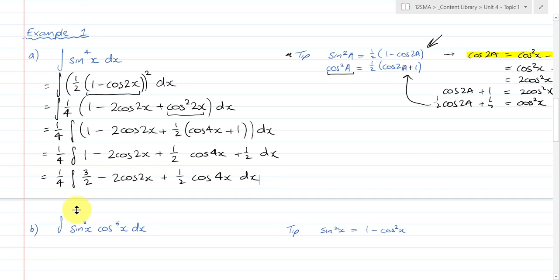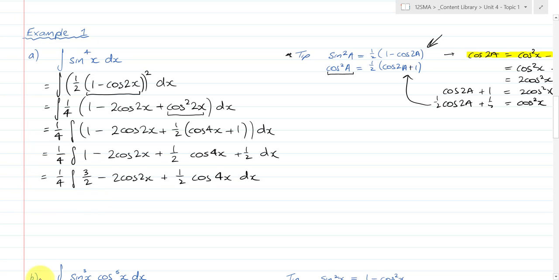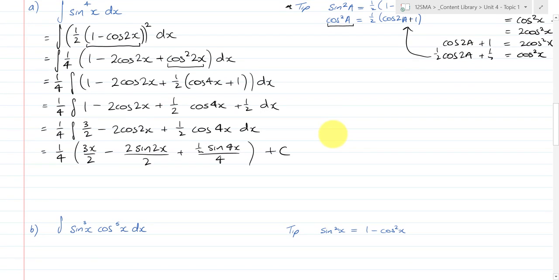And I've underpredicted here, I need a little bit more space, not a lot more because we're almost done. Now I get a quarter, and when I integrate this, I just get 3x over 2, that's just a linear factor, minus 2 sine, cos goes to sine when you integrate, but I divide by the derivative of the inside, which is 2, plus a half sine 4x, divided by the derivative of the inside, which is 4, and then I've got a plus c, and I'm going to put that quarter in and simplify everything at once.